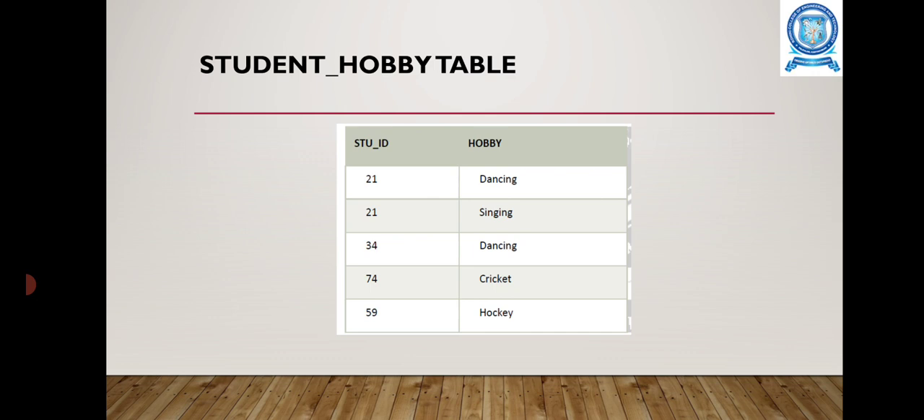So the student table can be decomposed into two tables. The first one is the student course table, and the second one is the student hobby table.